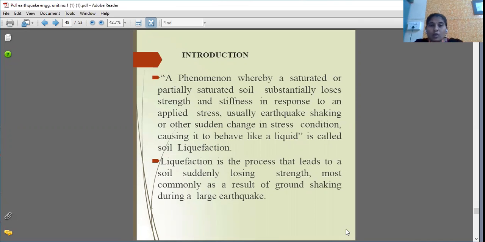So I am requesting all to write down this point as soil liquefaction. That is the last point from our unit number 1. Okay, so write down the soil liquefaction. Soil liquefaction.